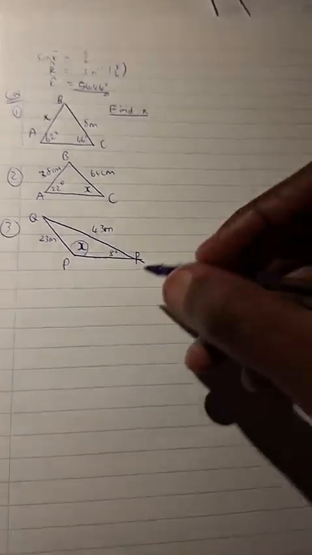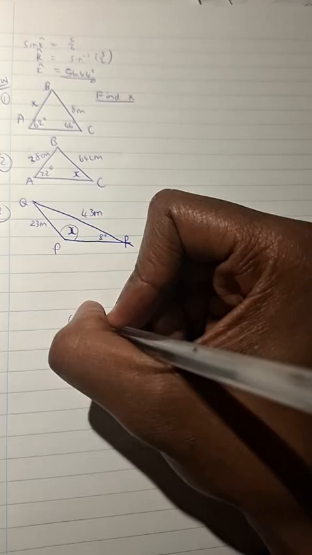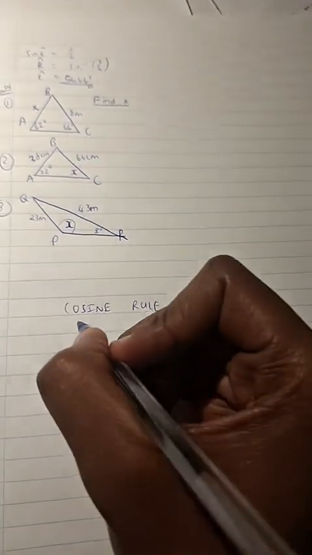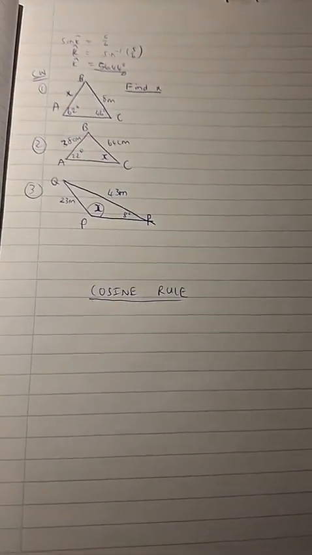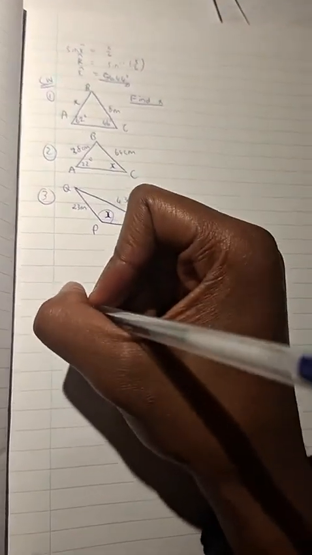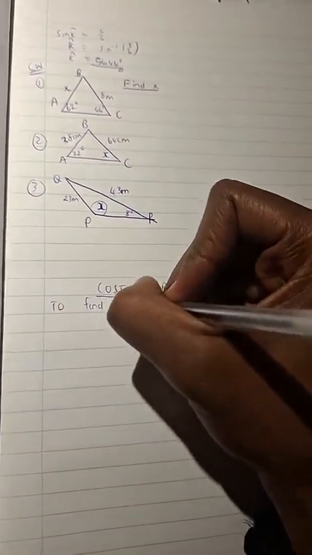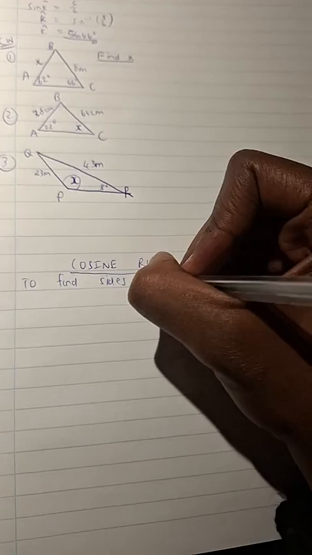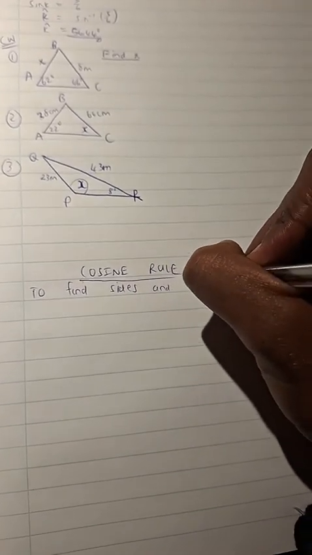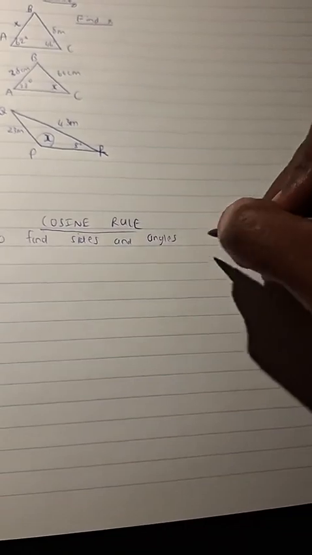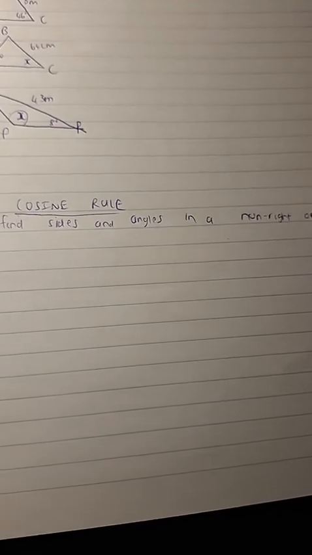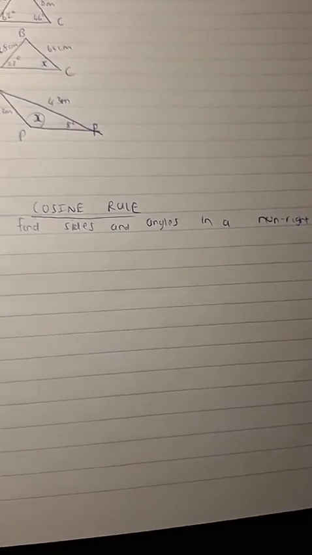Okay, so then the next rule is called the cosine rule. This is a rule that we also use to find sides and angles, slightly with a different condition, in a non-right angle triangle. We use this rule as well.